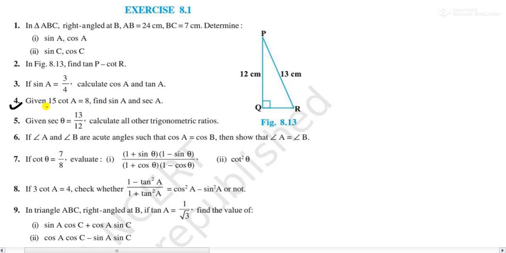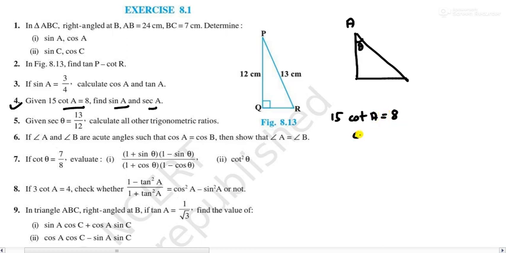Next, coming to question number 4. Given 15 cot A is 8, find sin A and sec A. Again write the figure. Let me take A over here. So this is theta. Now what they have given? 15 cot A is 8. Don't worry. Just write cot A equals 8 by 15. Why? Because this comes to the RHS, it gets divided.